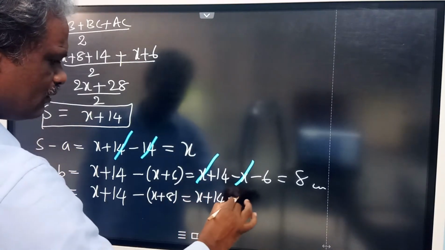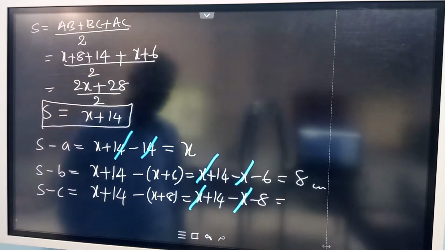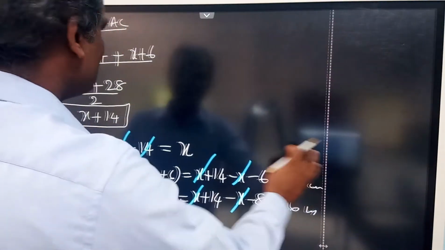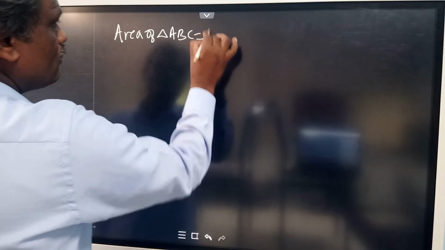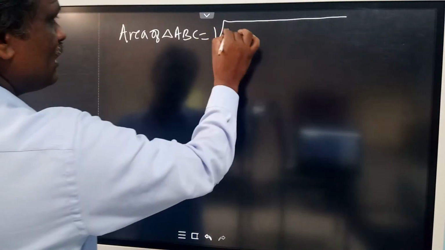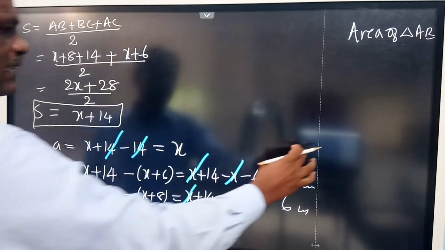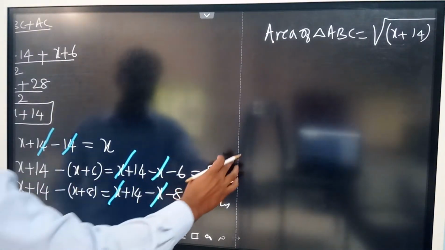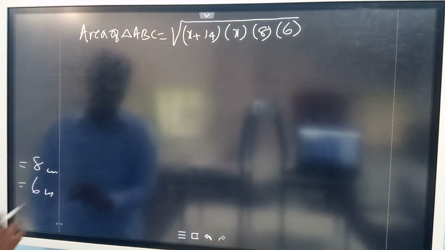x plus 14, it becomes minus x minus 8, x and x cancel. 14 minus 8, it is 6 centimeters. So you can substitute in the formula. Area of triangle ABC is equal to root of S into S minus A. S value, you know that it is x plus 14. This is S value. S minus A, it is x, into S minus B, S minus B, it is 8, into S minus C, here it is 6 centimeters.